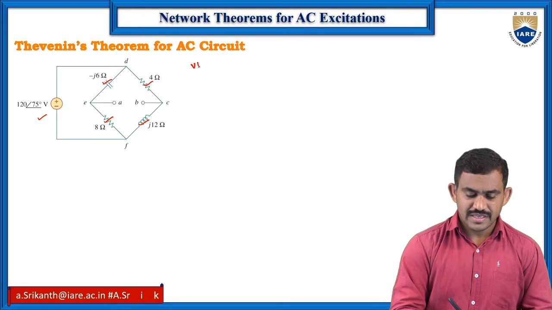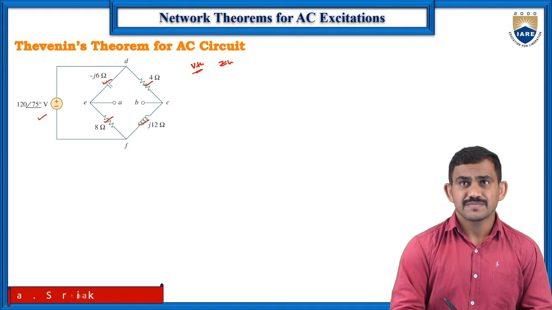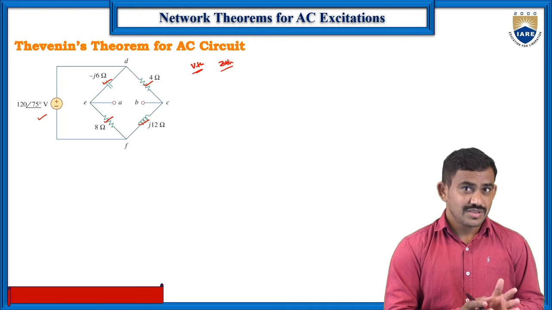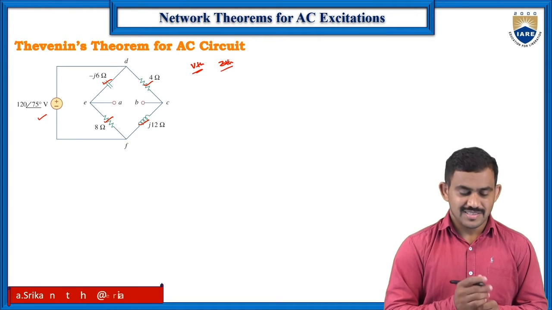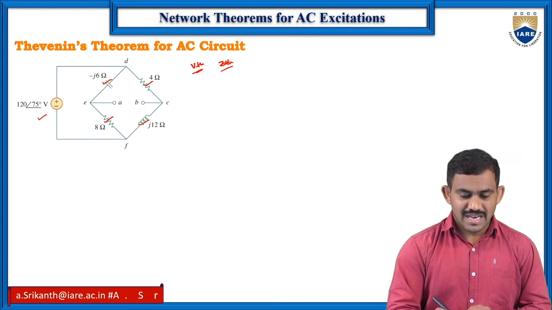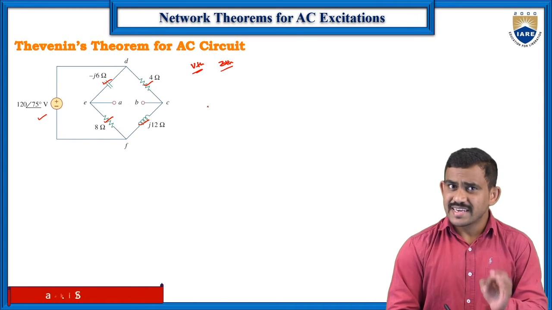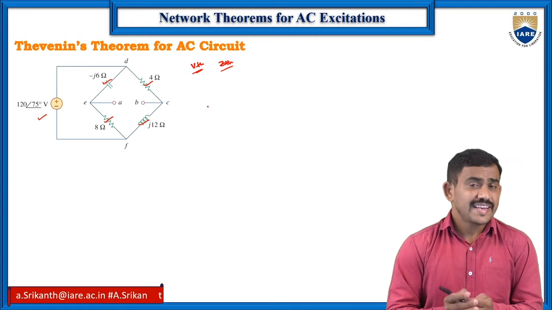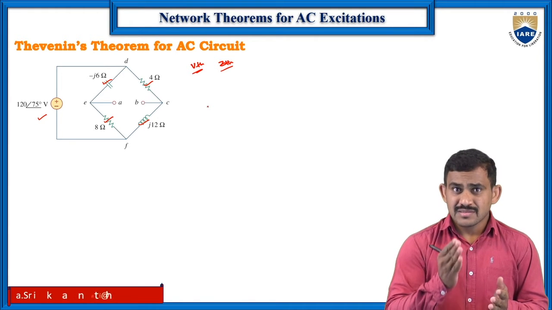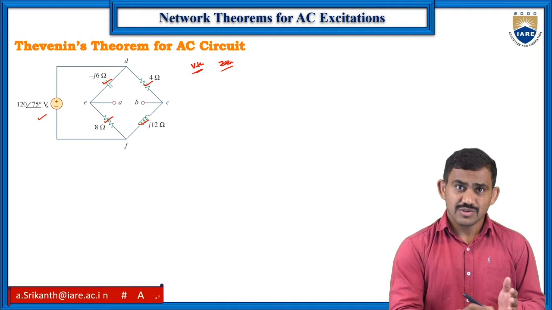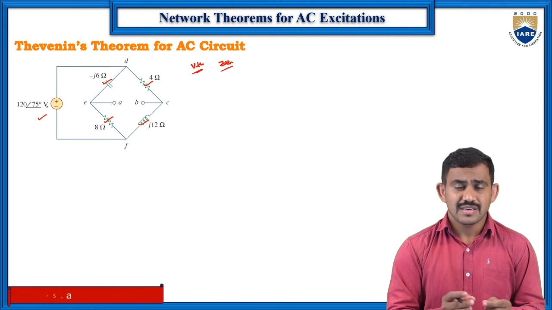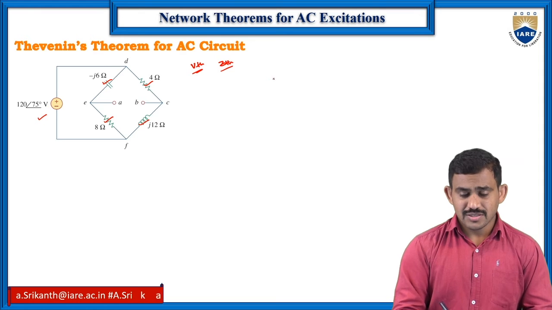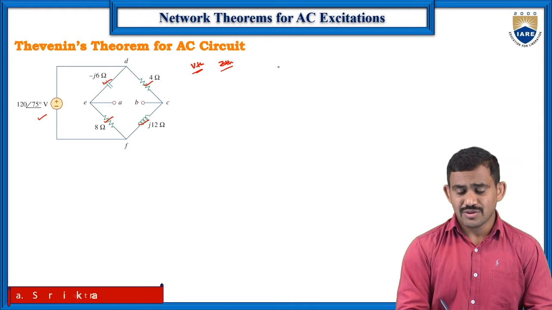So I need to find out VTH and ZTH for Thevenin's. Now if you observe the circuit, don't bother about it. If you draw it clearly, we'll get the answer. First I want to find the ZTH. When finding ZTH, we have some conditions: any voltage source is short circuited, and if you have a current source, it is open circuited. In our circuit we have only one voltage source, so it is short circuited.